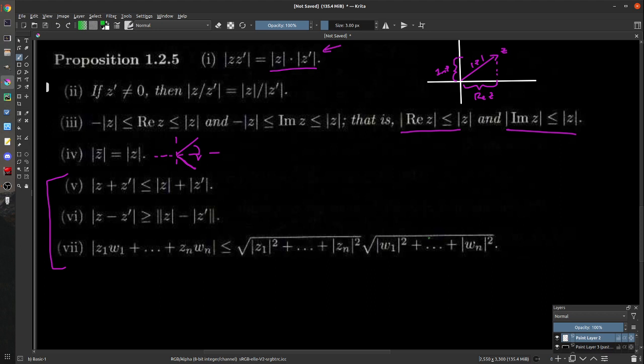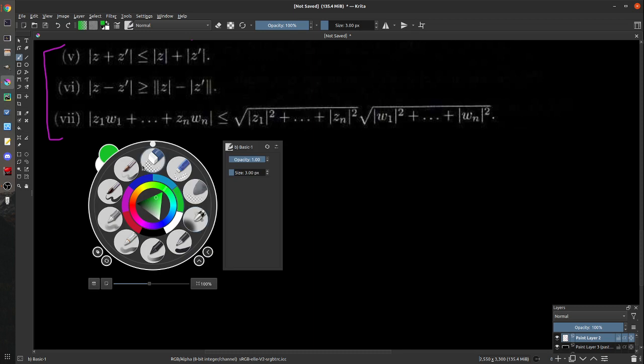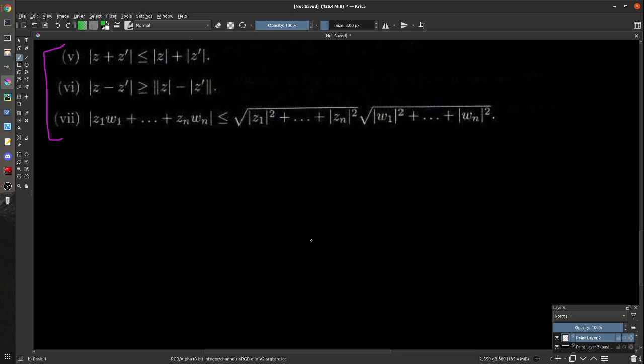Great, very useful results. You should just embed these things into your knowledge. You should not even have to prove that these are true. You should just see them and almost feel that they are true in your bones or something folksy like that. And let's talk a little bit about why with a couple of them at least. So, the first one, 5, the triangle inequality as it's called, is actually pretty straightforward to see.